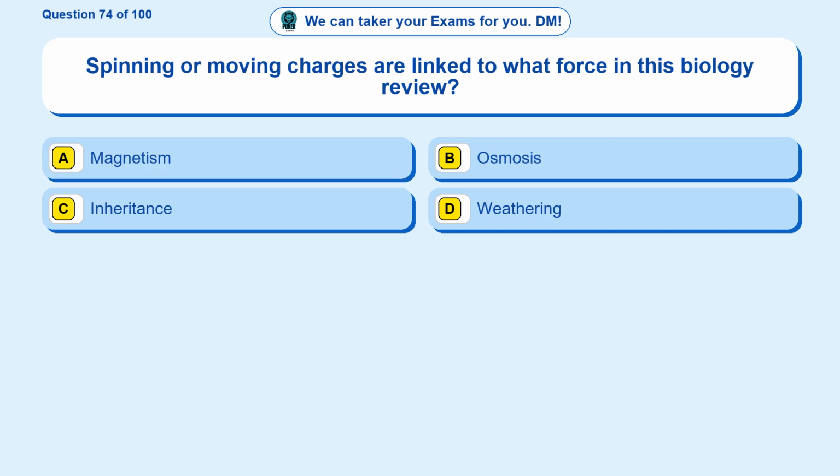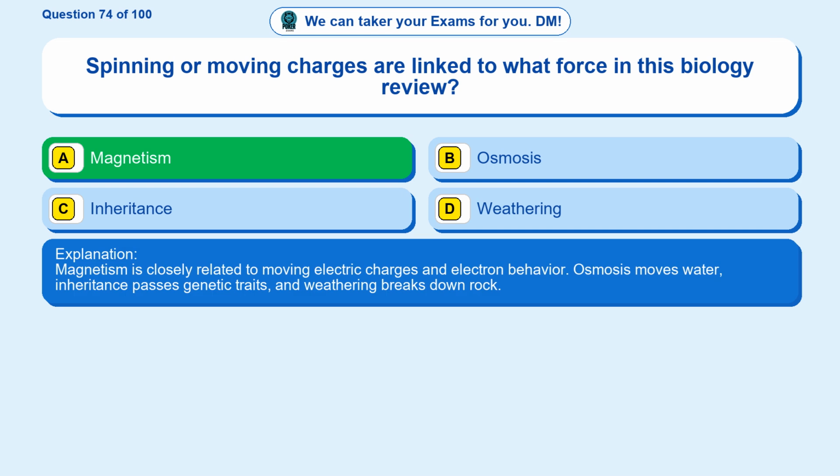Question 74. Spinning or moving charges are linked to what force in this biology review? Option A, magnetism. Option B, osmosis. Option C, inheritance. Option D, weathering. The correct answer is option A. Magnetism. Magnetism is closely related to moving electric charges and electron behavior. Osmosis moves water, inheritance passes genetic traits, and weathering breaks down rock.